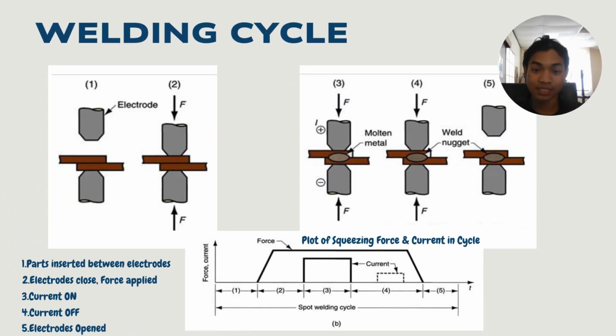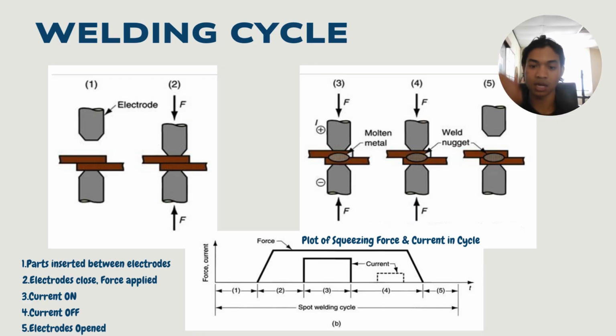All right, for the welding cycle, there are around five steps. For the first one, we need to insert the parts between the electrodes. For number two, the electrodes will come closer to the part, and then the force will be applied. And then for number three, after the force is applied and the electrodes are close to the parts, the current will turn on.